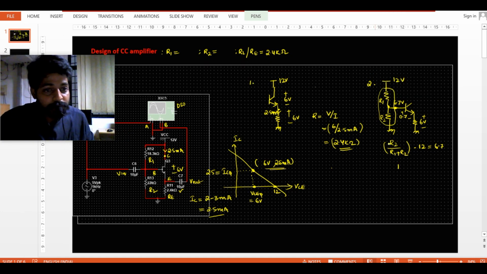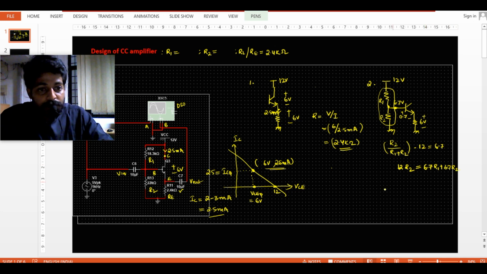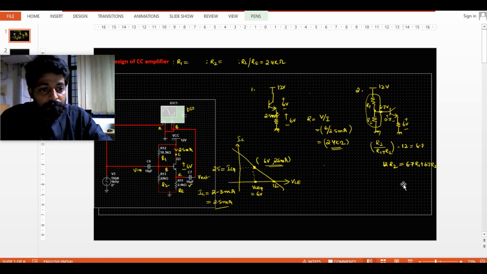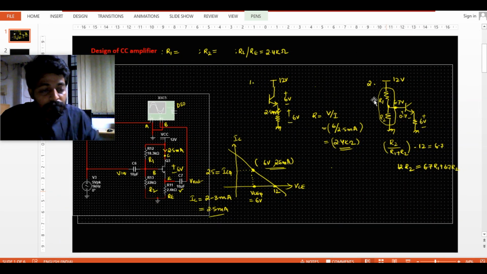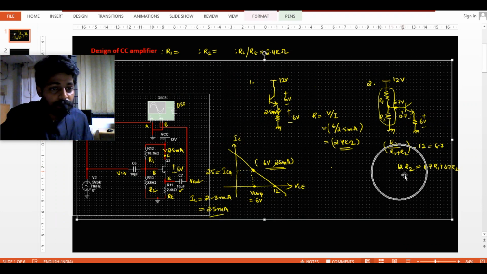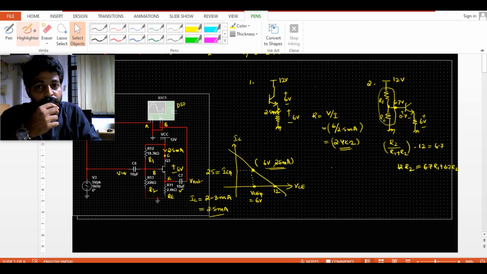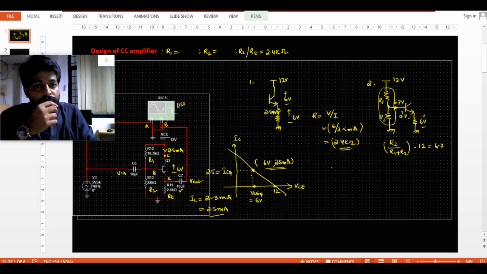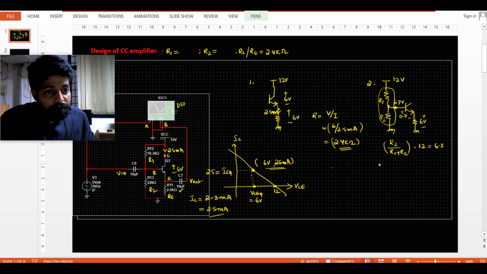As per this equation, 12 times R2 will be equal to 6.7 times R1 plus 6.7 times R2. So 12 R2 is equal to 6.7 times R1 plus 6.7 times R2. If you solve this one, 5.3 times R2 is equal to 6.7 times R1.